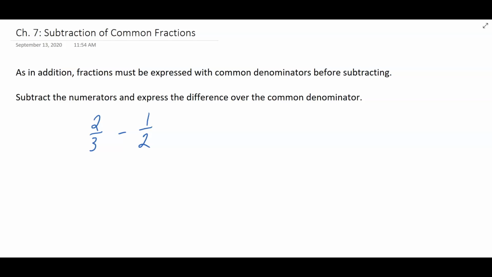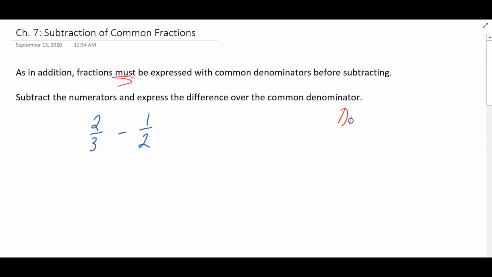In this chapter, we're going to look at subtraction of common fractions. Just as with addition, fractions must be expressed with common denominators before subtracting. Subtract the numerators and express the difference over the common denominator.